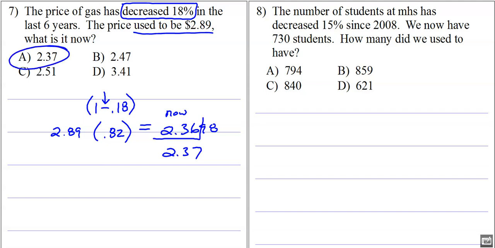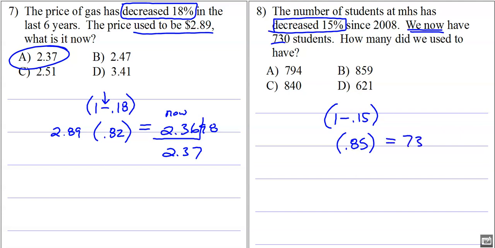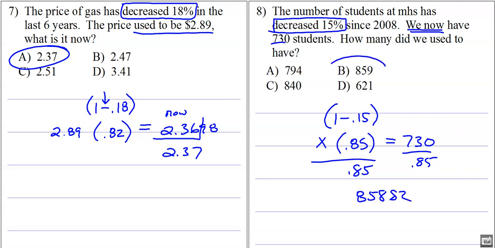Correct answer is A. Number 8, the number of students at MHS has decreased 15%. 1 minus 15%. So you can either put that in there. I like to put this in here, but totally up to you. We now have 730. What did we used to have? I don't know. So to solve for x, you divide by 0.85, and you get 730 divided by 0.85, and we're looking at 858.82. Let's just round that up to 859.